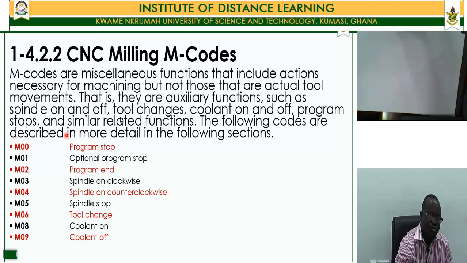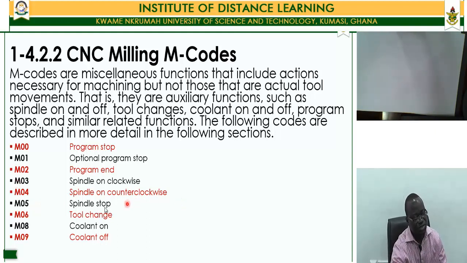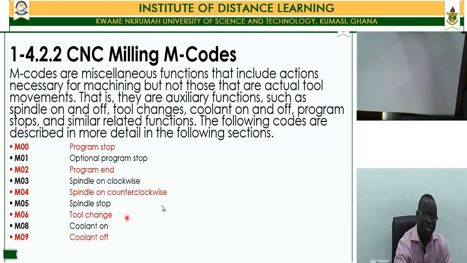if you want to use the CNC tool, the spindle has to be turned on and then off. Of course, there will have to be a tool change. There will be a need to turn the coolant on and off, and then of course you can have other miscellaneous functions. So these are a quick snapshot of some of the miscellaneous functions. So that's the M codes.